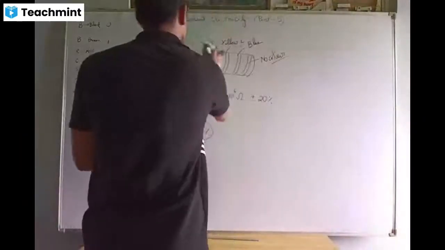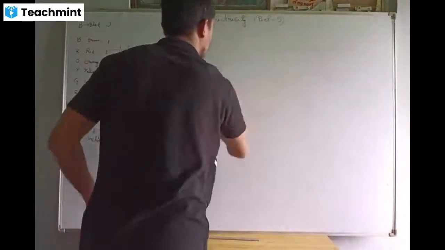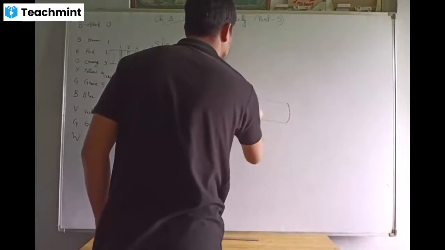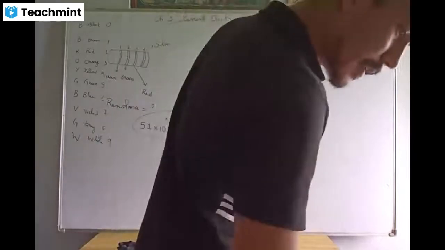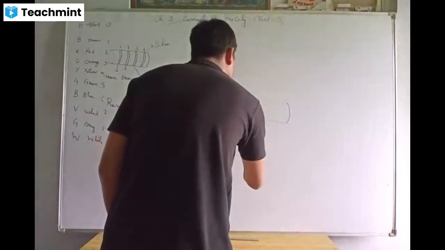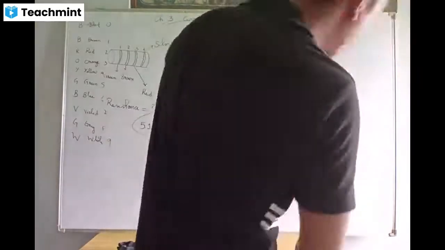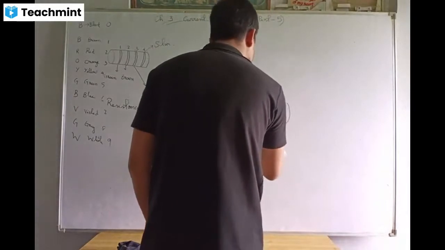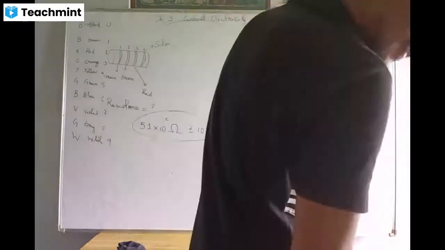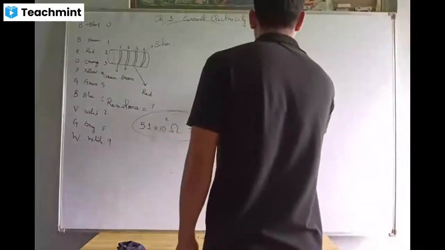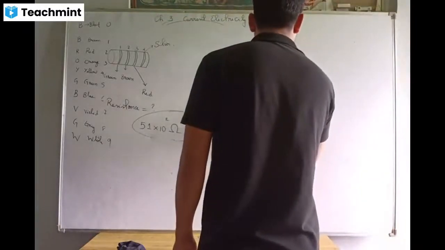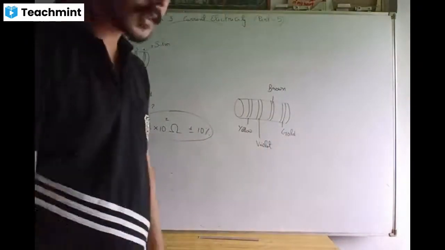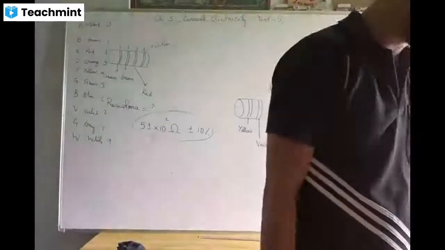You have a resistor. The first color band is yellow. The second color band is violet. The third colored band is brown, and the fourth colored band is gold. Okay, so you determine what is the resistance of this carbon resistor.